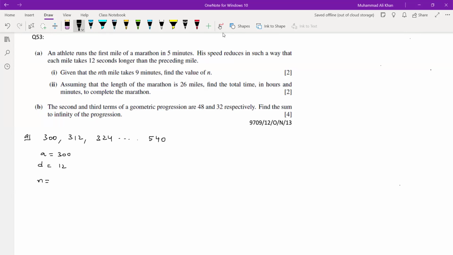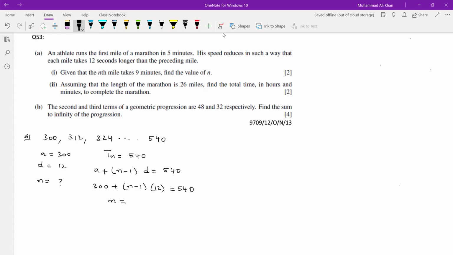Right? We have to calculate, given that nth mile, find the value of n. We have to calculate n, and the value of Tn is 540. And what is Tn? Tn is the last term. So it's an arithmetic progression. We have to use the formula of arithmetic progression, right? That will be a plus n minus 1 into d equals to 540. And what is a? 300 plus n minus 1, and the common difference is 12, equals to 540. So what is the value of n?